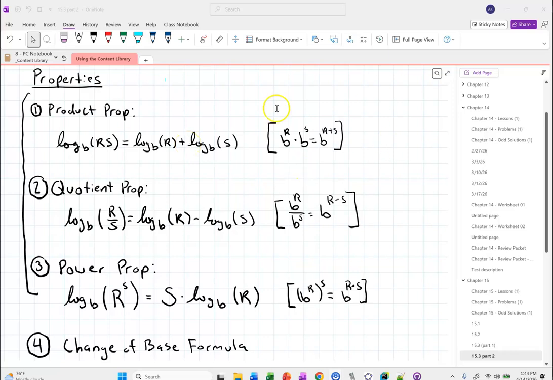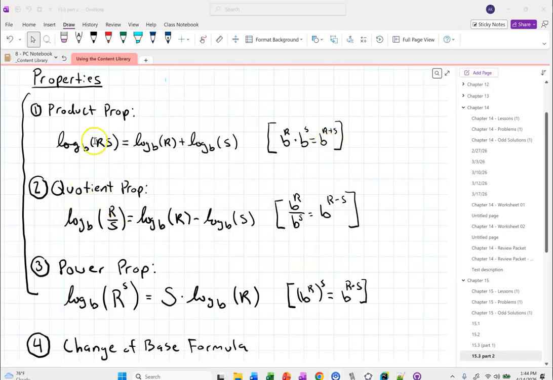This property is equivalent to the exponential property listed here, because remember that a logarithm is really just the inverse of an exponential. In this exponential property, when we multiply exponentials, we add the exponents. Here, if we're multiplying inside the logarithm, we add the logarithms. It's the analog to that property. Everybody's okay with that? So this property of logarithms is just a logarithmic translation of this property of exponents.